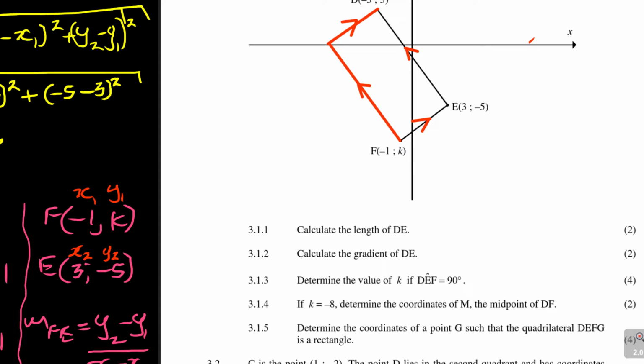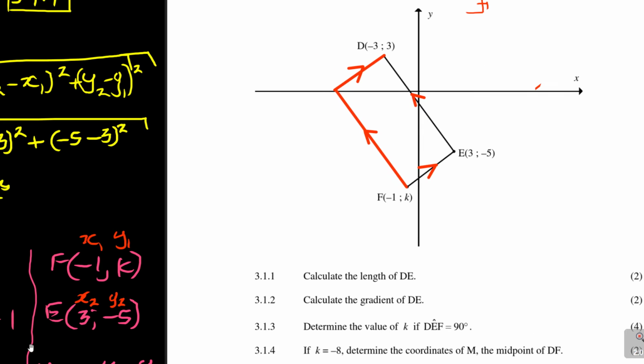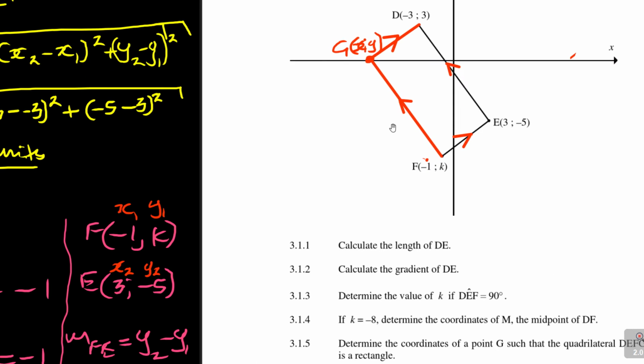Are you with me? So now let's look at what we do. Let us look at this part, which says determine the coordinates of point G. There is the point G here, somewhere here. Let's call the coordinates of point G (x, y). What is the best way of going about finding the coordinates of G?